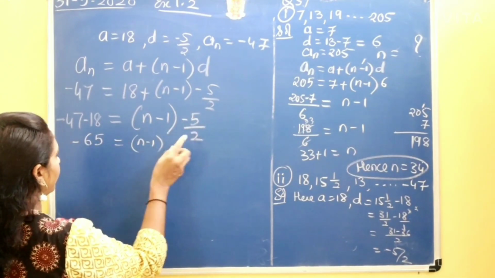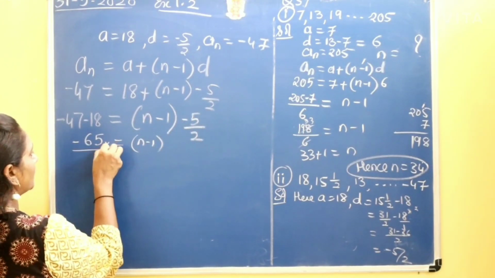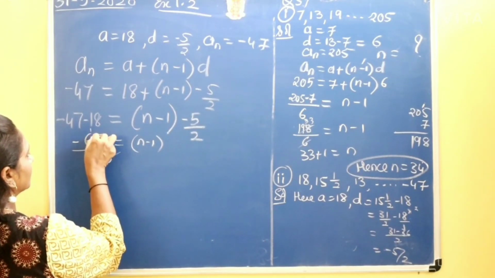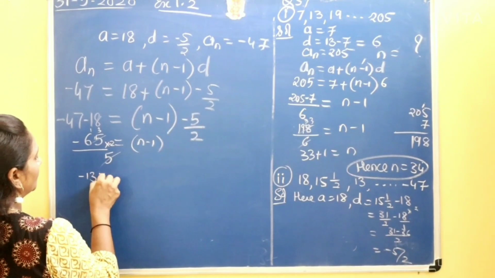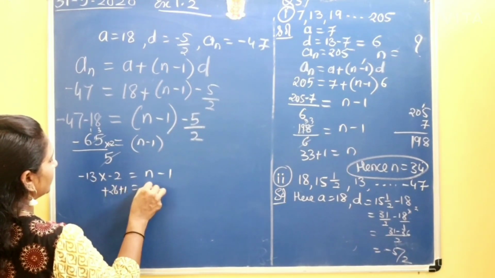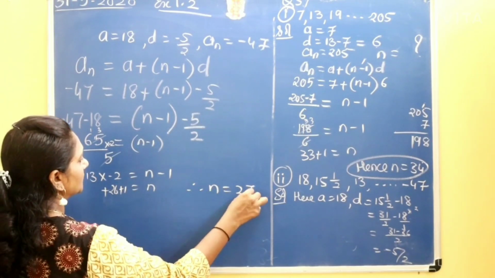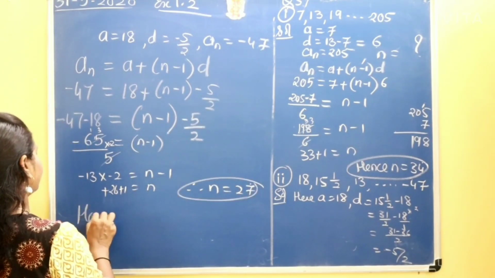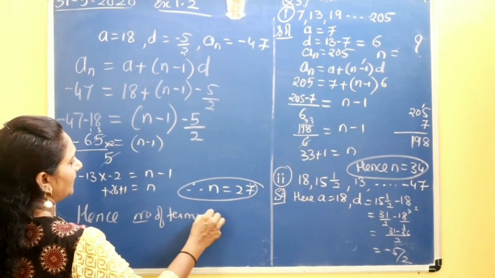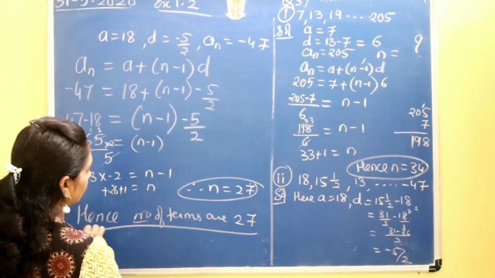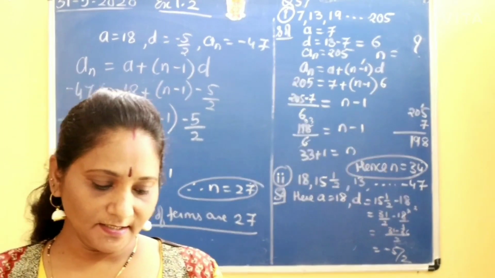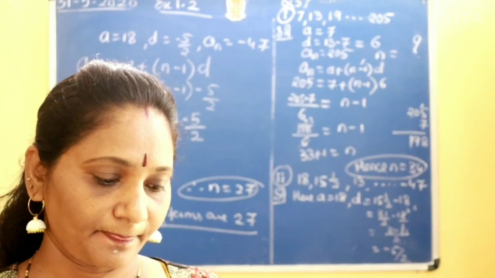This minus 5 by 2 will become minus 2 by 5. So this is minus 13 into minus 2 will give you N minus 1. Plus 26 plus 1 will give you N. Therefore, N is equal to 27. Hence, number of terms are 27. So this is question number 5, second main answer.